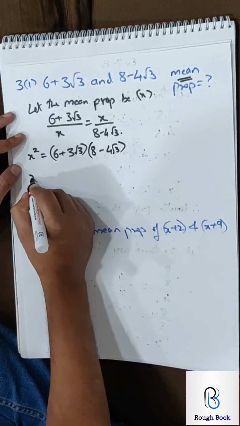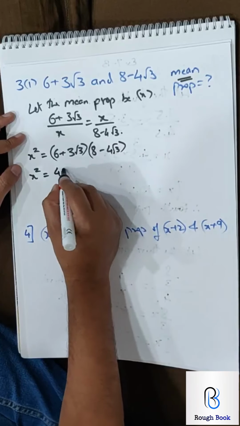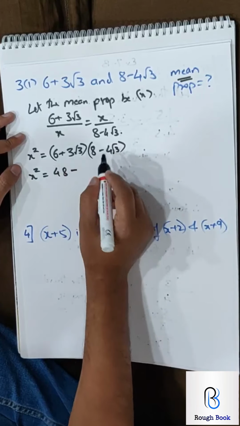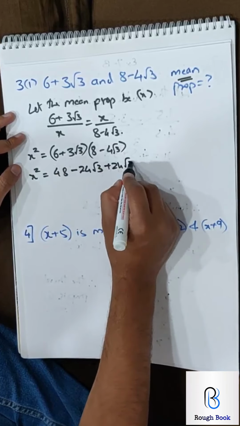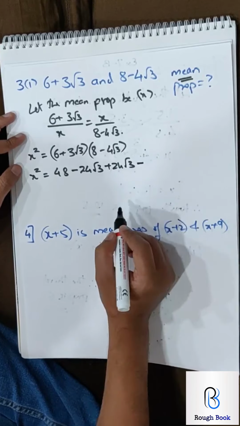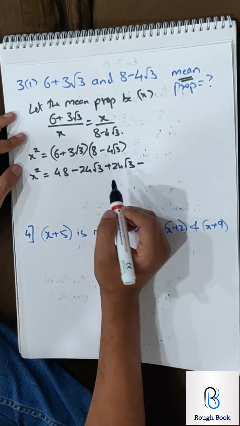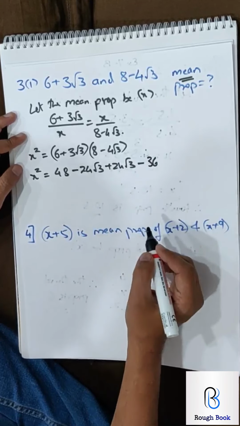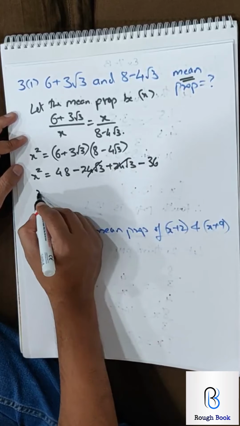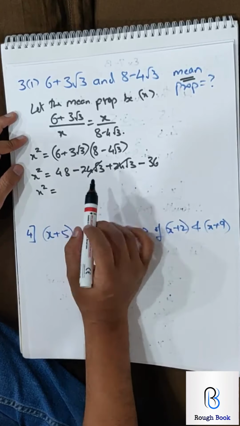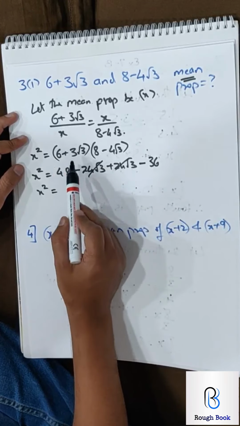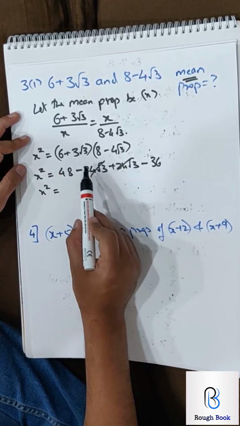3. So I get x square, 6 8s are 48, we are using expansion, 6 4s are 24 root 3, 8 3s are again 24 root 3, plus into minus minus, 4 3s are 12, 12 into 3. So I can directly get 36. This gets cancelled. So x square is 48 minus 36. I hope we've done everything correct. Let's recheck. 8 6s are 48. 6 into this is plus minus minus.